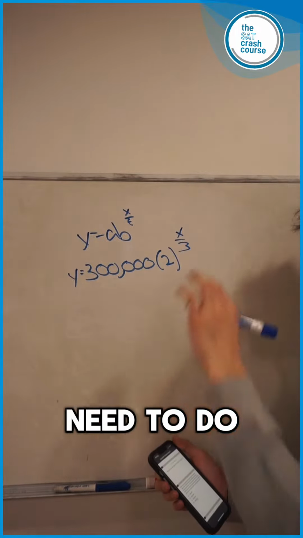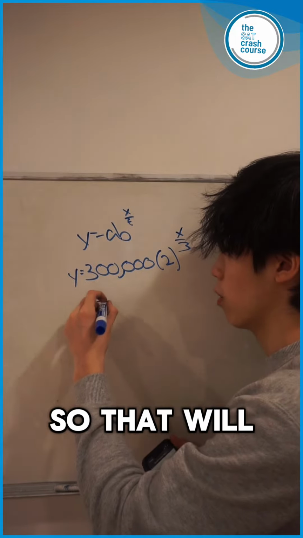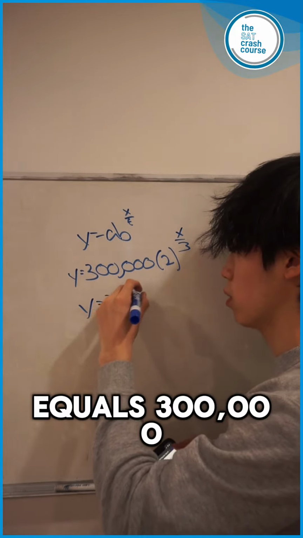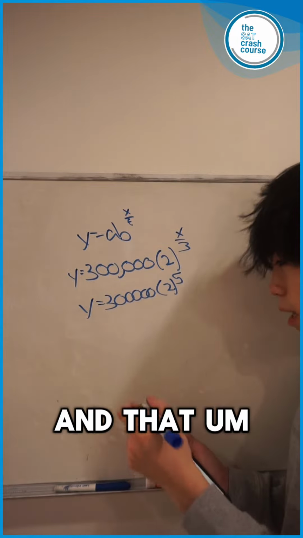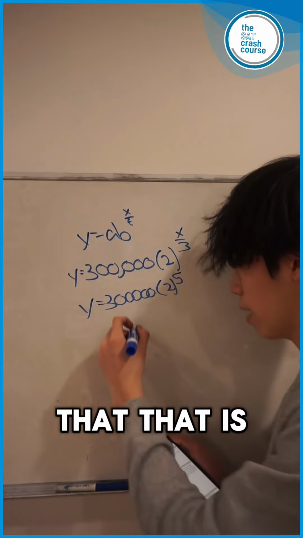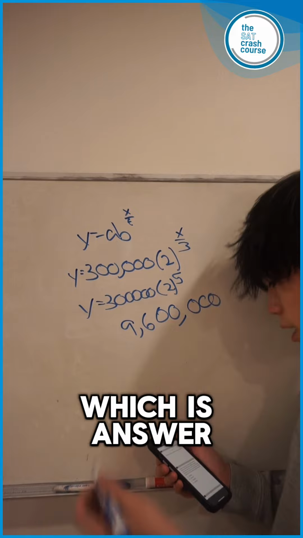Now all we need to do is plug in 15 for x and solve to get our final answer. So that will give us y equals 300,000 times 2 to the power of 5. And using your calculators, you can find that that is just 9,600,000, which is answer choice D.